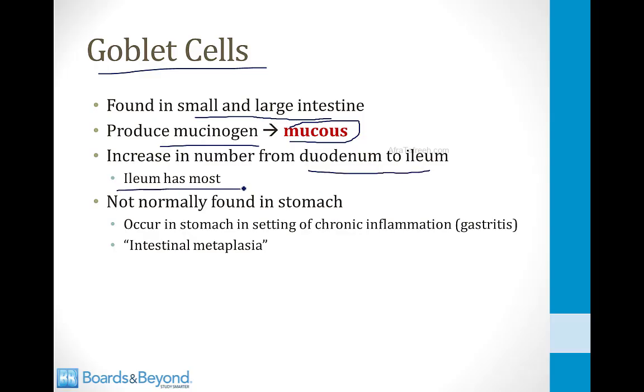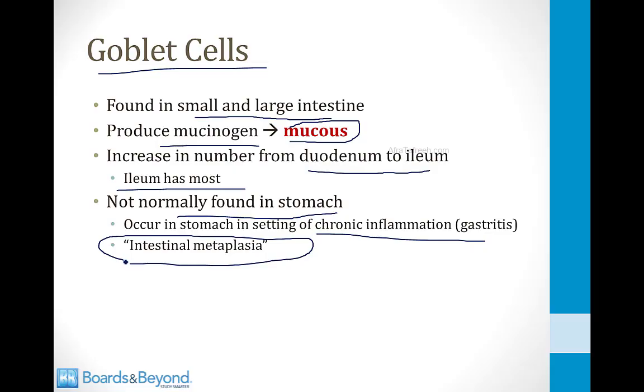The ileum has the most, and they are not normally found in the stomach, and this is important because when patients have chronic inflammation and gastritis of the stomach, goblet cells will begin to appear. This is called intestinal metaplasia, and this is a potential precursor of malignancy.